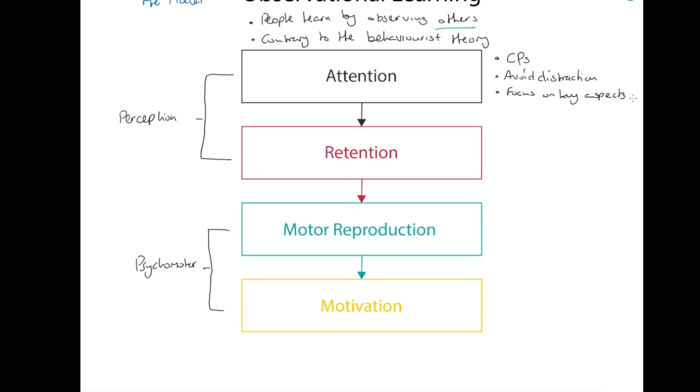Focus on key aspects. We need to encourage our athletes towards the process of selective attention. Remind yourself, this is ignoring what's irrelevant and focusing hard on what is relevant. It is a perceptual feature of our information processing. And of course, we want the demonstrator to be, and we've looked at this already, a significant other. In other words, someone that the observers respect and want to listen to and learn from.